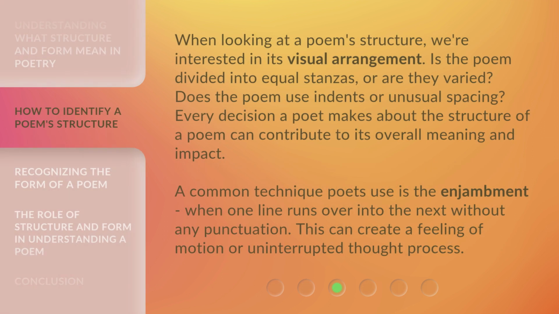When looking at a poem's structure, we're interested in its visual arrangement. Is the poem divided into equal stanzas, or are they varied? Does the poem use indents or unusual spacing? Every decision a poet makes about the structure of a poem can contribute to its overall meaning and impact. A common technique poets use is enjambment, when one line runs over into the next without any punctuation. This can create a feeling of motion or uninterrupted thought process.